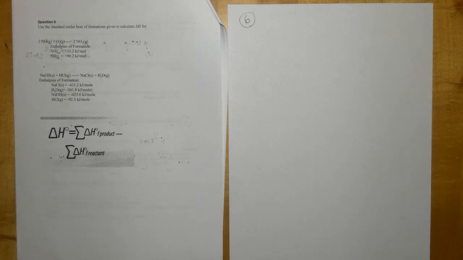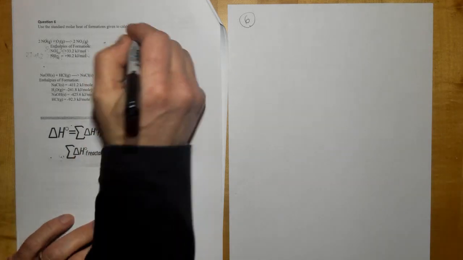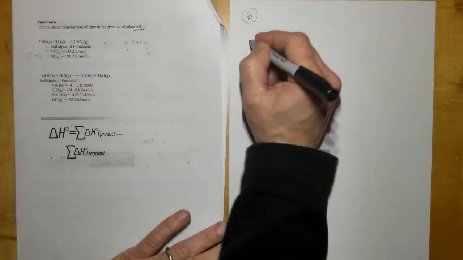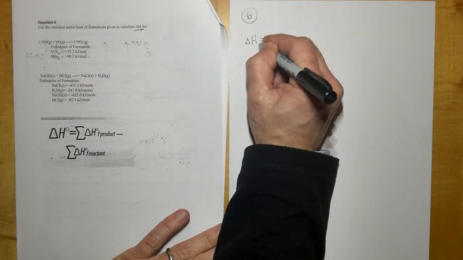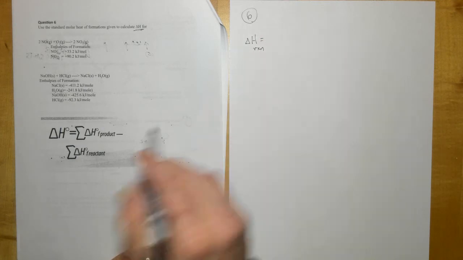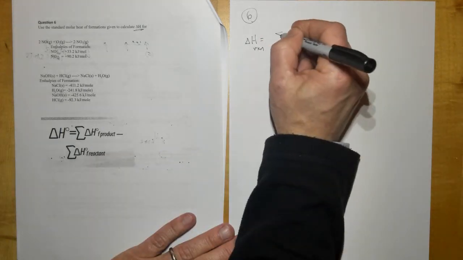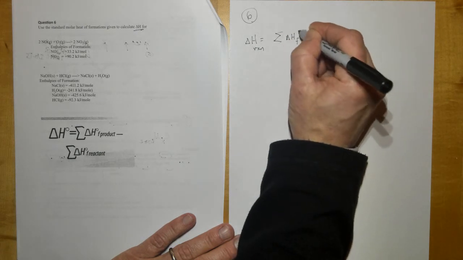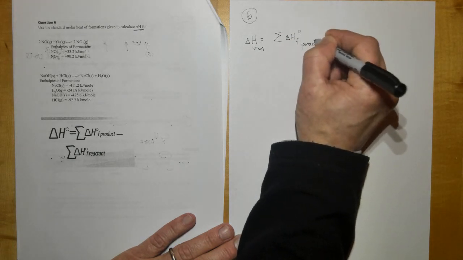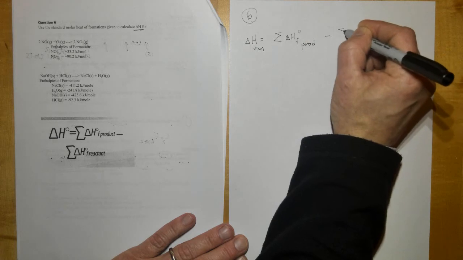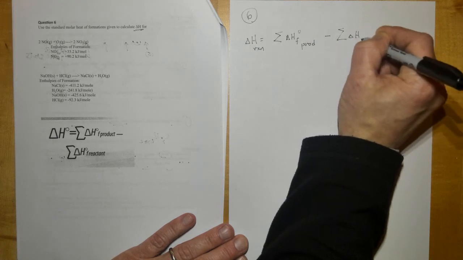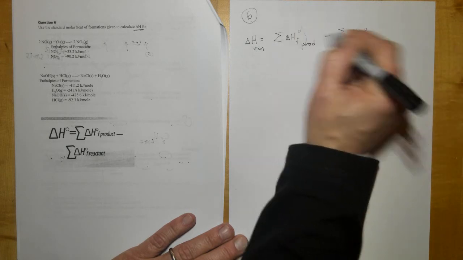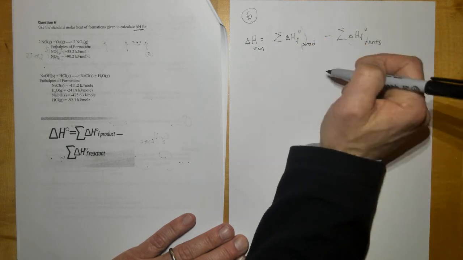So in question 6, we have to use enthalpies of formation to calculate the delta H, or the enthalpy, for a given reaction. And remember, to find the enthalpy of a reaction, we always take the summation of the enthalpies of formation of the products minus the summation of the enthalpies of formation of the reactants. And remember, you have to multiply these by a coefficient if there's more than one of them.